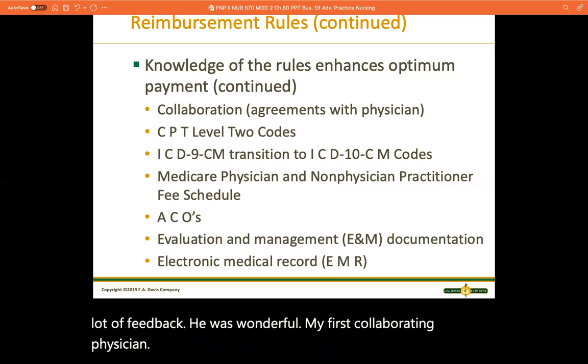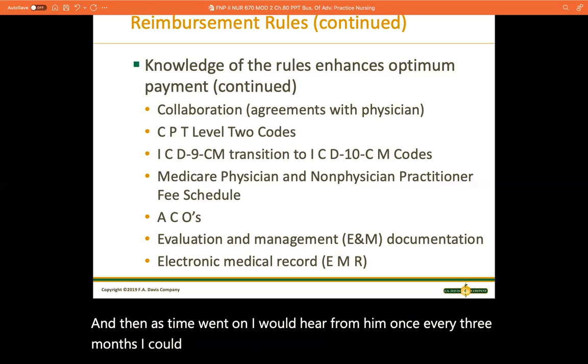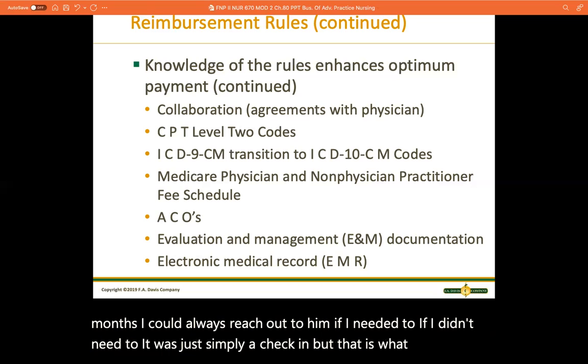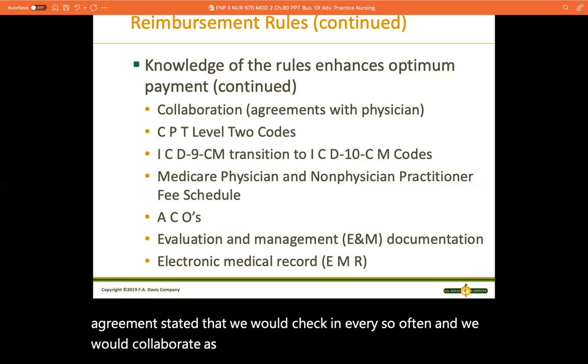And then as time went on, I would hear from him once every 3 months. I could always reach out to him if I needed to. If I didn't need to, it was just simply a check-in. But that is what the agreement stated, that we would check in every so often and we would collaborate as needed. Okay, so that's one of the things in terms of payment.